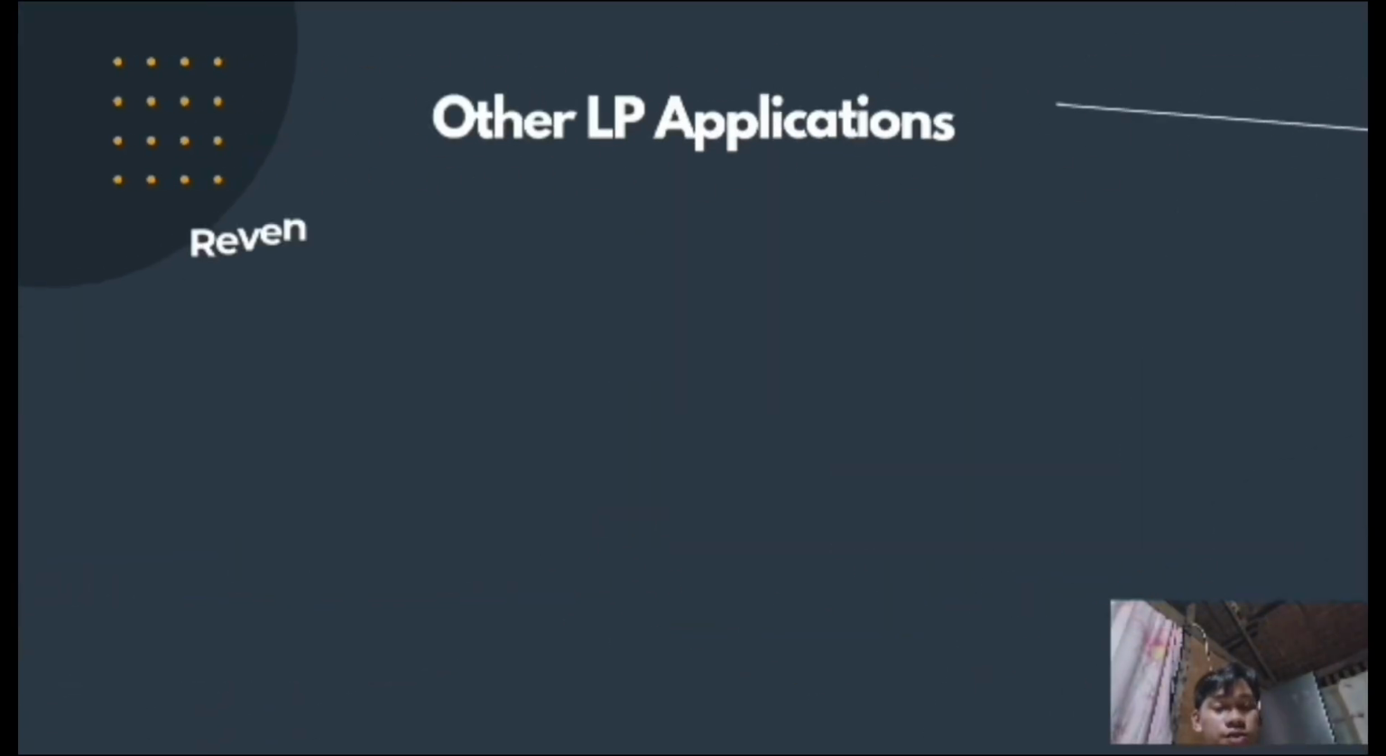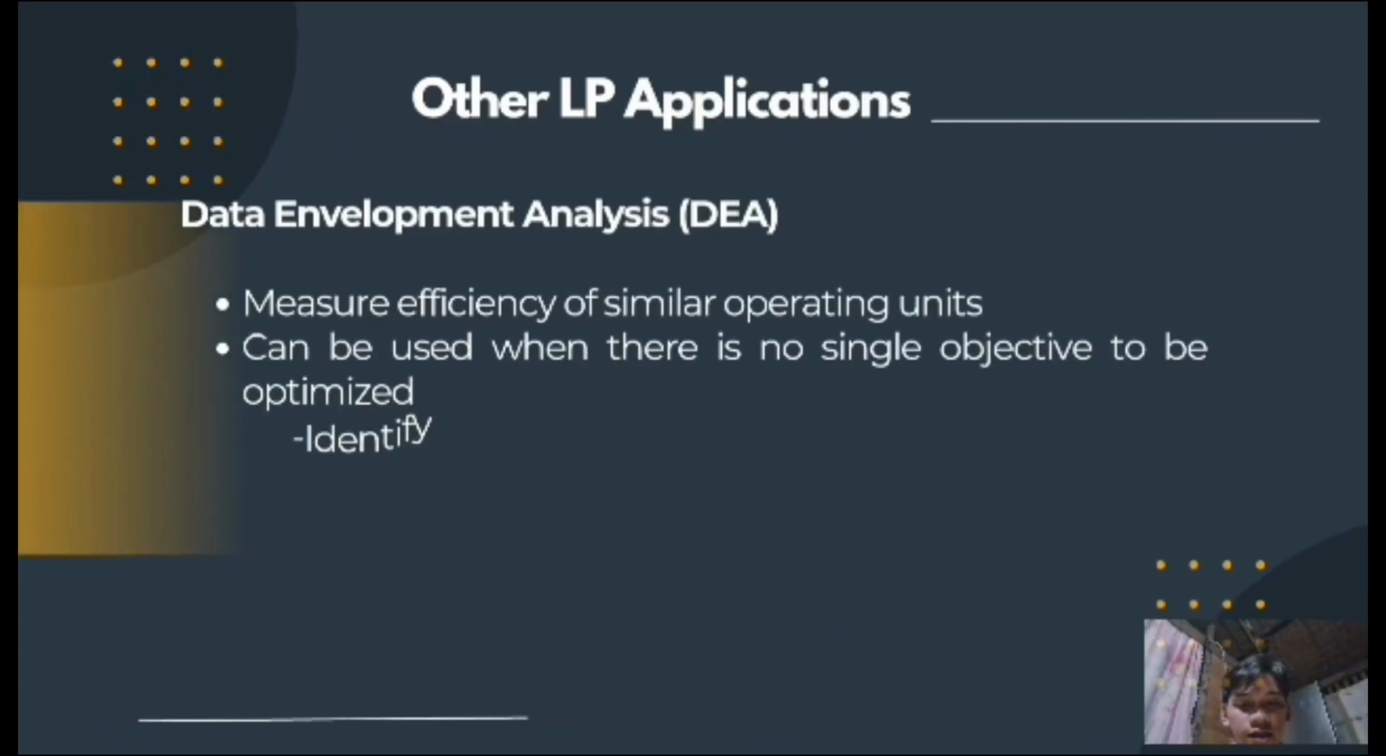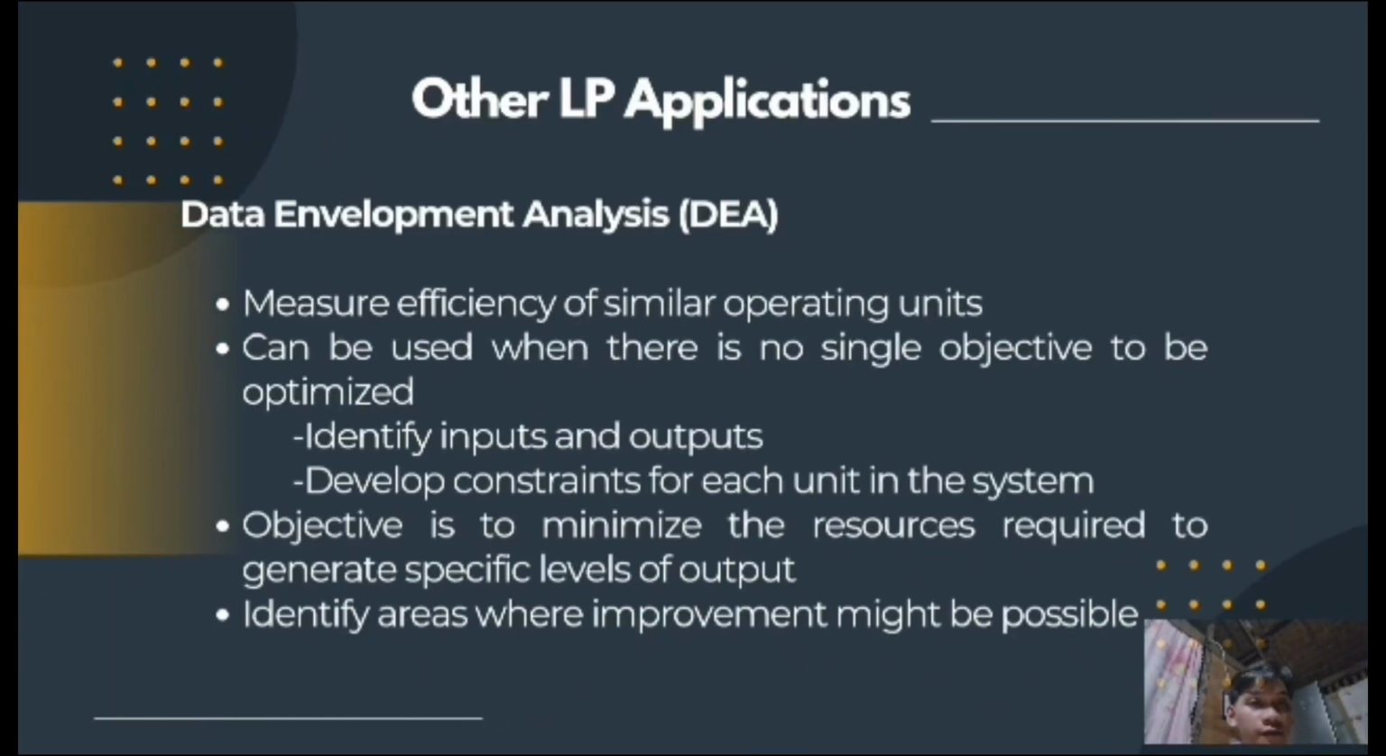Now the other LP applications. Here you can apply LP also in revenue management, where you decide how many seats are available for each type, for example in the hotel industry. Then you can also apply data envelopment analysis to measure the efficiency of similar operating units. For example, if I have a company that is working, whether I'm meeting all the objectives or not. The objective is to minimize the resources required to generate the required output, and also identify the areas where we want to make improvements.